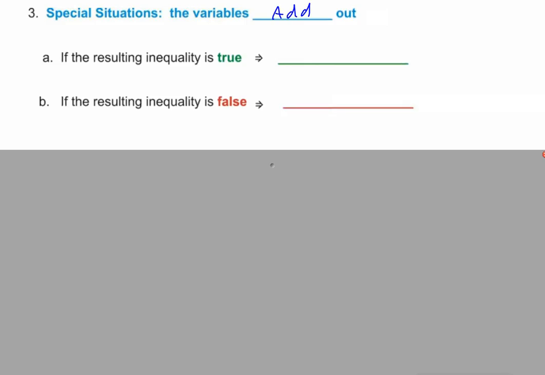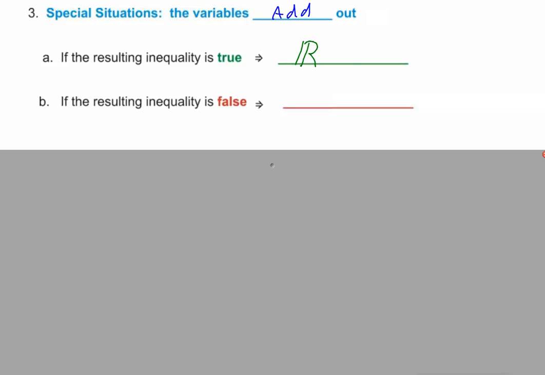If what's left is true, for example, maybe what's left is 7 is greater than 3. Okay, that's true. 5 is greater than or equal to 5. Okay, that's true. You know, 10 is less than 100. Okay, that's true. So if your variables add out and what's left is true, the answer has to be, any idea? Has to be?